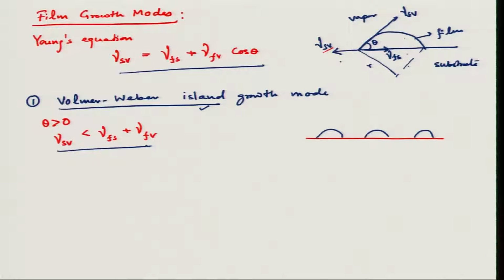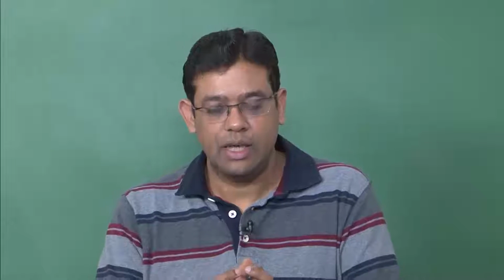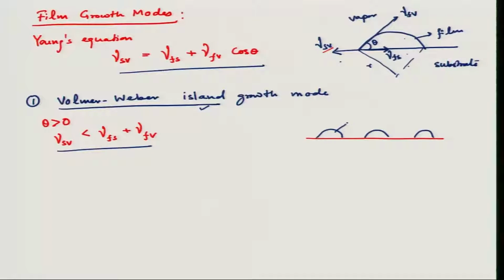And to give you an example, when you put oil on water, the oil starts to become droplets, right. So it does not spread. So that is the same thing here. It will try to become like balls, islands. These are islands. Okay. So this is one of the conditions for Volmer-Weber growth mode.